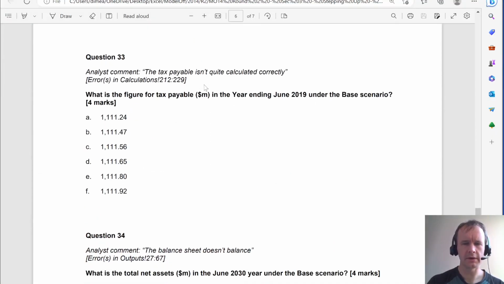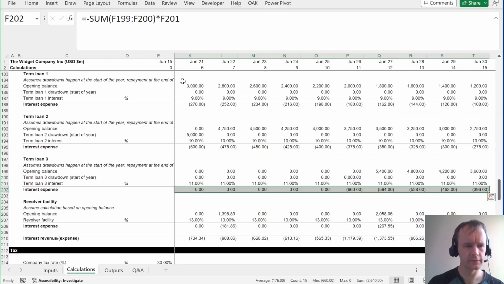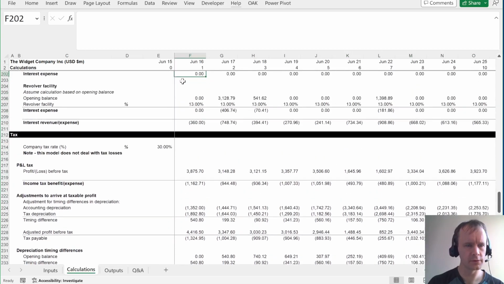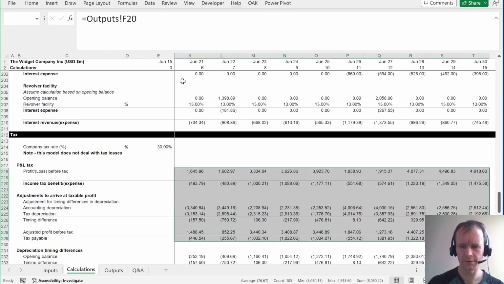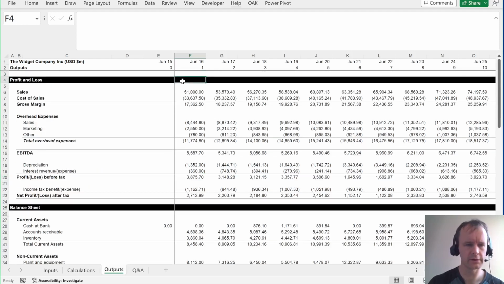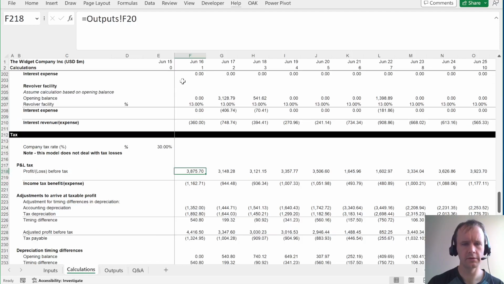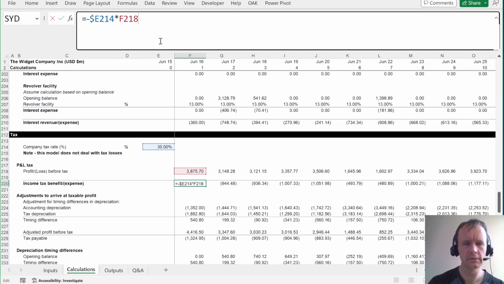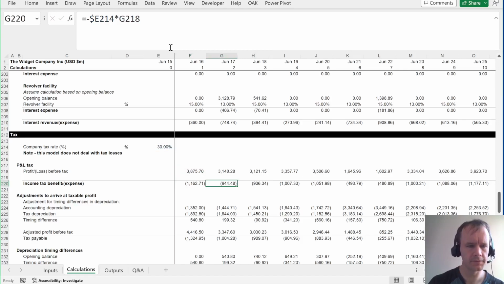Tax payable isn't quite calculated correctly. Calculation is 212 to 229. Okay. So again, first thing I'm going to do is just look for row differences. That's fine. Profit and loss before tax comes from output F20. Let's quickly check that's the right place. Yes, it is. Income tax benefit slash expense, sorry, yes. So that times the tax rate seems appropriate.